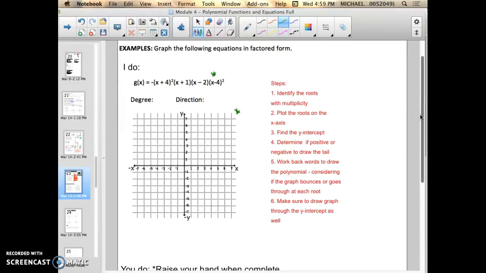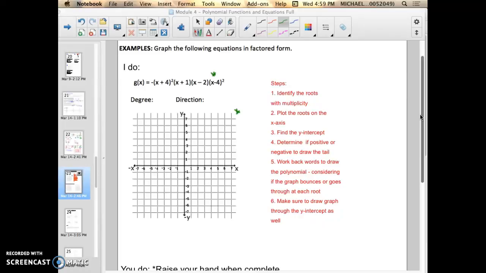The first thing I would do, if given this polynomial g of x equals negative x plus 4 squared times x plus 1 times x minus 2 times x minus 4 squared, is consider how many factors. That's a question I always ask myself, how many factors exist? Because if you notice, the first step in this process is to identify the roots. And I have to consider the relationship between factors and roots.